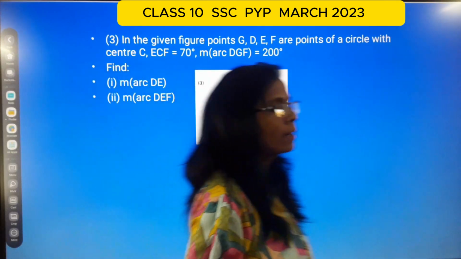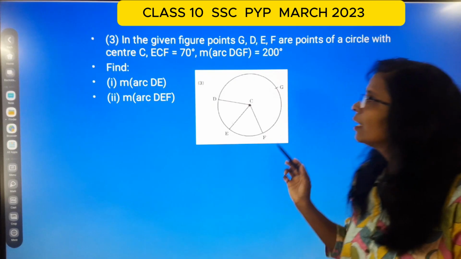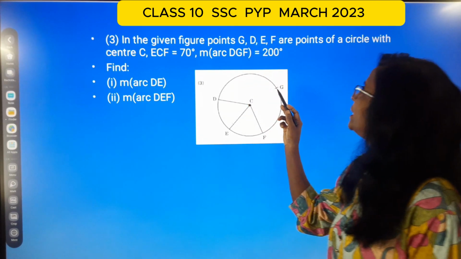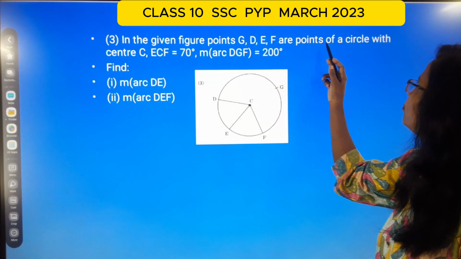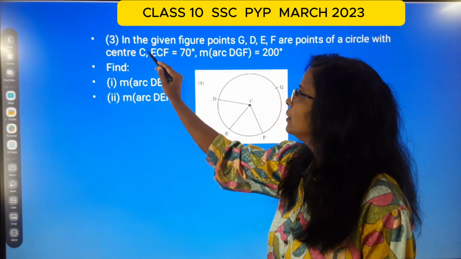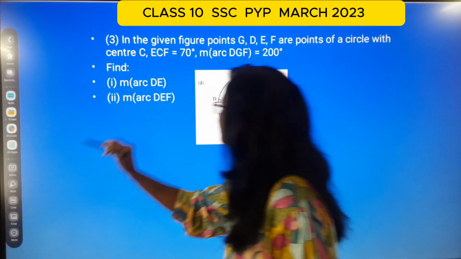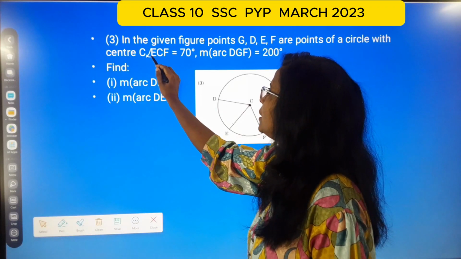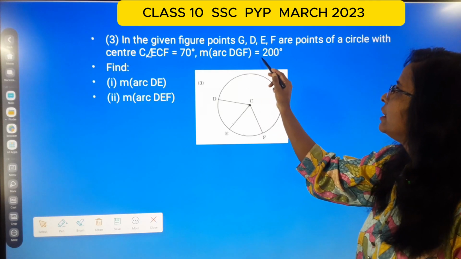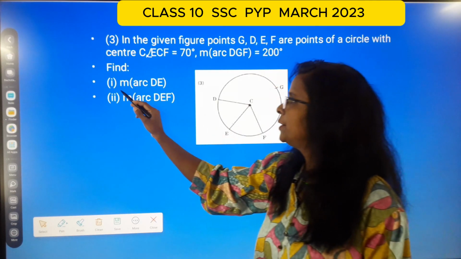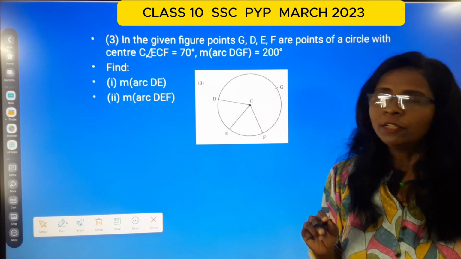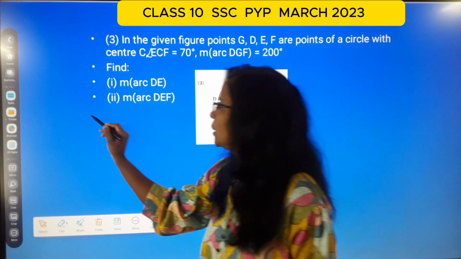Now here the next example, that is the third example students. In the given figure, points G, D, E, F are points of a circle with center C. Angle ECF is equal to 70 degree. Major arc DGF is equal to 200, and then find out major arc DE, and the second one, major arc DEF. First students, we write the given.